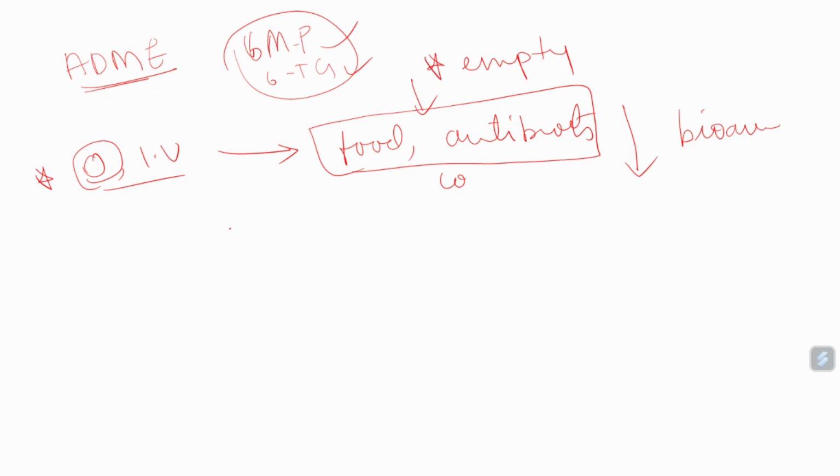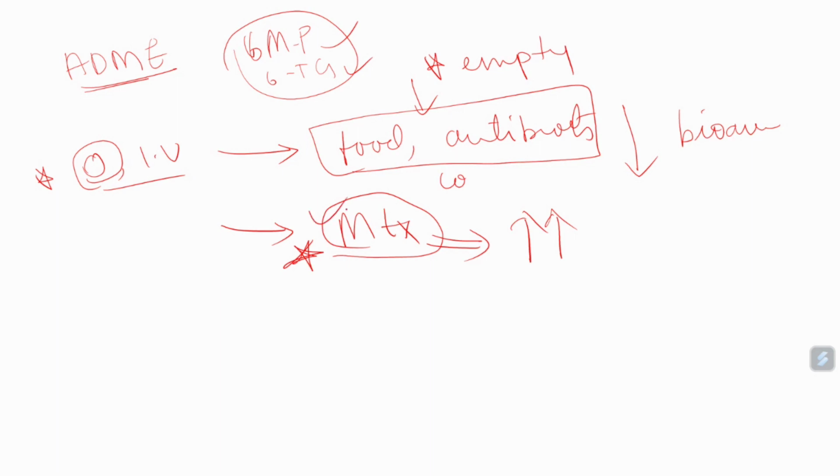Clear? Next important point. If 6-mercaptopurine and 6-thioguanine are given along with methotrexate, and I will explain methotrexate later, it is a very, very important drug, always remember bioavailability increases. Bioavailability increases if they are given along with methotrexate. Another important point. Clear?